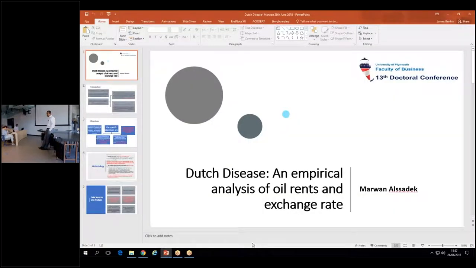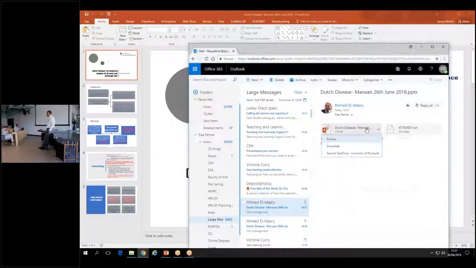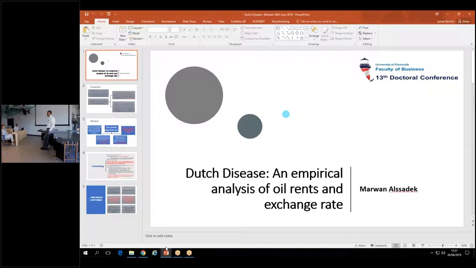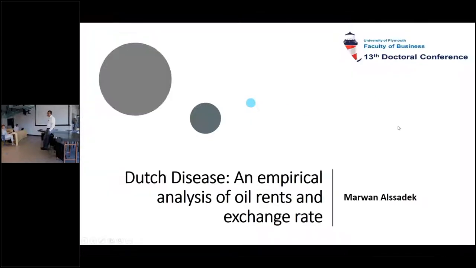They say this is the first study to investigate this, but you have to be careful about the wording, because I found other studies using the two models in one study. So you have to be careful about this. Number two is about objectives. You say you have three objectives. The first one is to study the effect of Dutch disease on exchange rate appreciation.